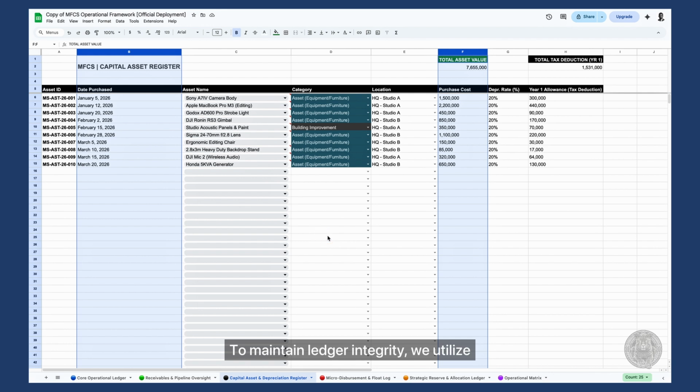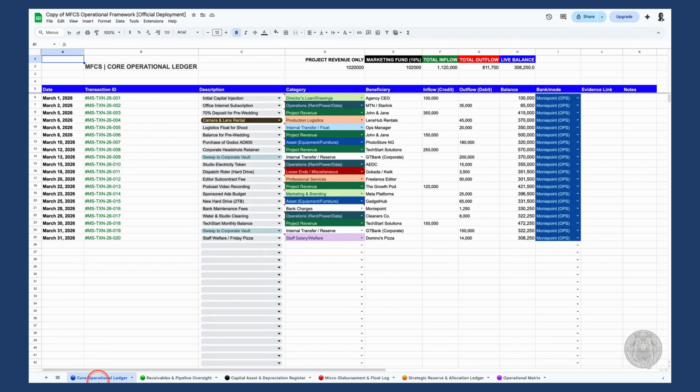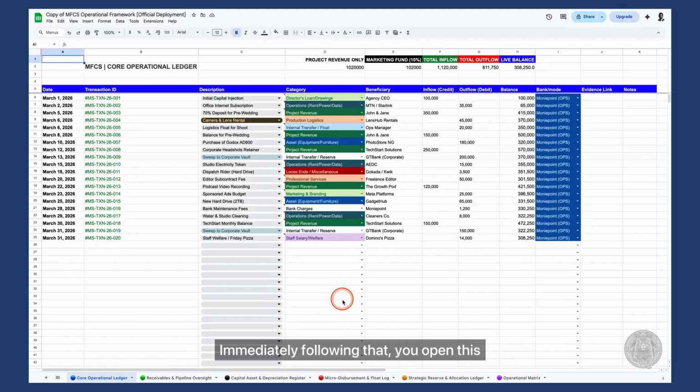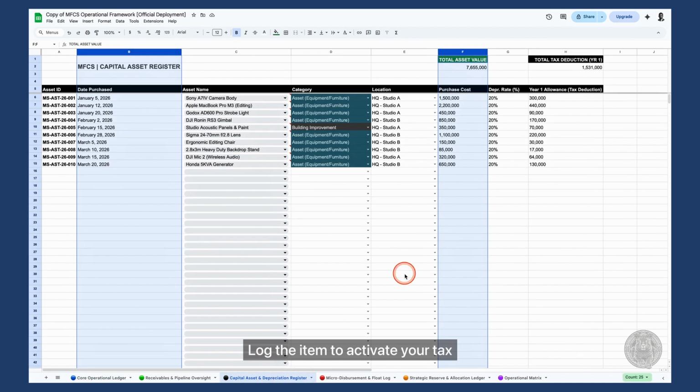To maintain ledger integrity, we utilize a dual entry integration protocol. When a capital asset is acquired, you first log the outgoing capital on your core operational ledger. Immediately following that, you open this capital assets register and log the item to activate your tax optimization and generate a formalized Corporate Assets ID.